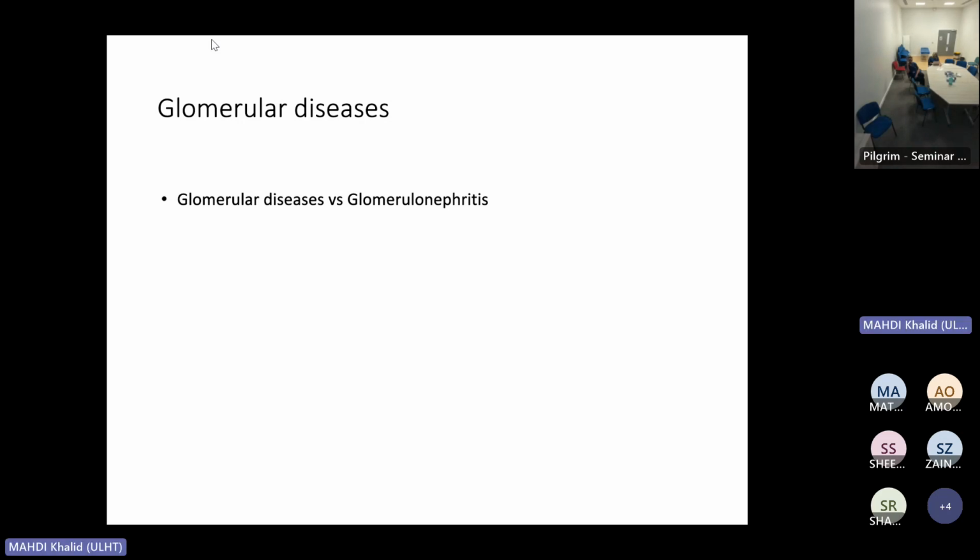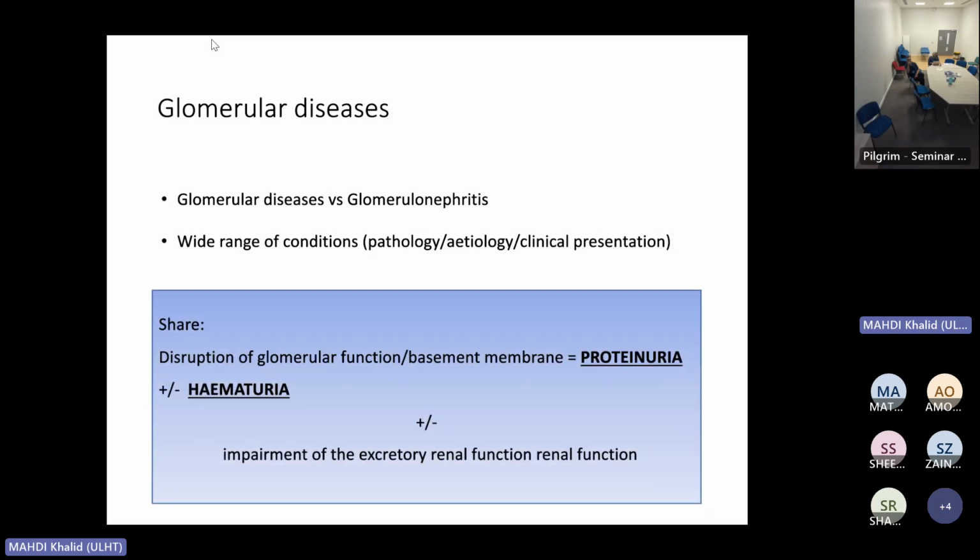Thin membrane disease. These are all diseases that hit the glomeruli, but they're not glomerulitis. So it's a wide range of conditions. It's not just one. You can't really put them together and say this is how we manage them or this is how we investigate them. But they share one thing: there's disruption of the glomerular basement membrane. They will have hematuria or proteinuria or both, with some impairment of excretory renal function. If you just take this message out of this teaching, I think that's the most important.